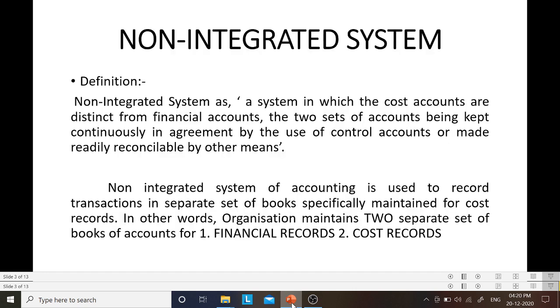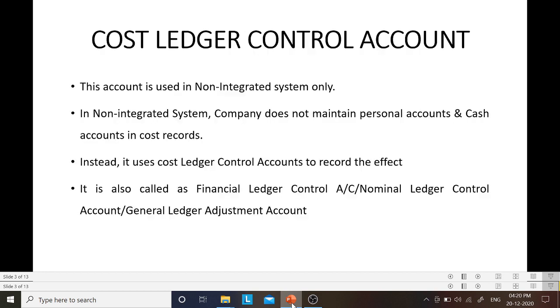So what is non-integrated system? It is a system in which cost accounts are kept separately from financial records. Okay, so we will not record any of the financial transactions in the cost accounting book. And in today's video, we are going to discuss costing records itself.